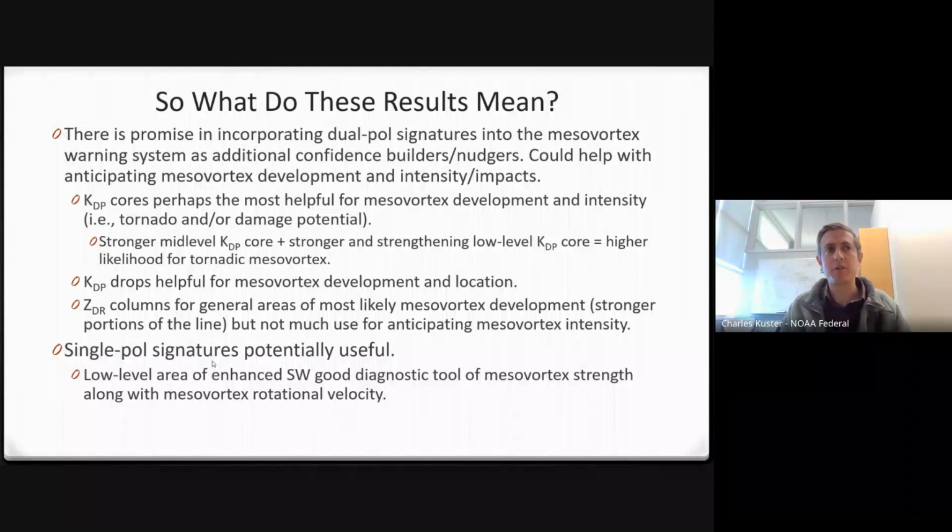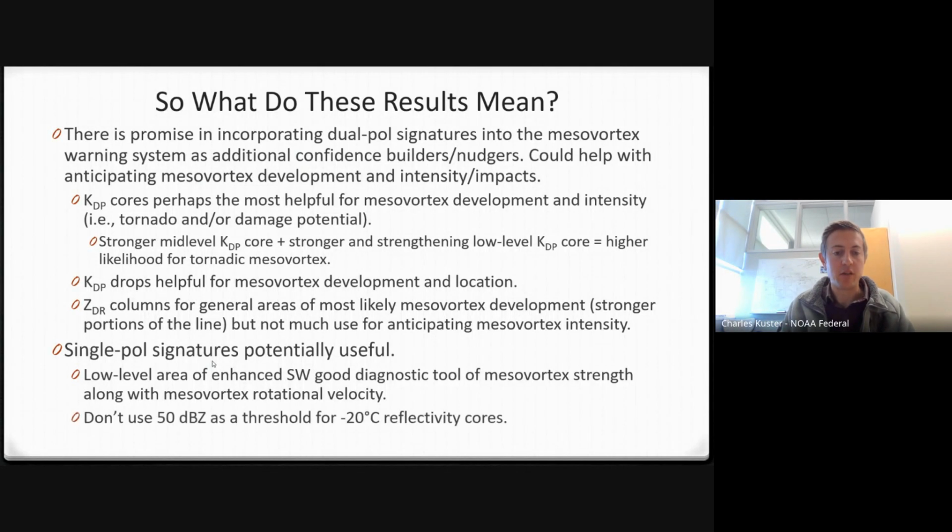I think the spectrum width is a good diagnostic tool, where we saw that it was stronger for tornadic than non-tornadic mesovortices. They do form at about the same time as a mesovortex, so maybe not a lot of predictive potential there, but I do think that they are a useful signature. And then reflectivity cores, we really just need more work here with different thresholds, but 50 dBz is not a good threshold to use for research or probably for operations in these QLCS environments.